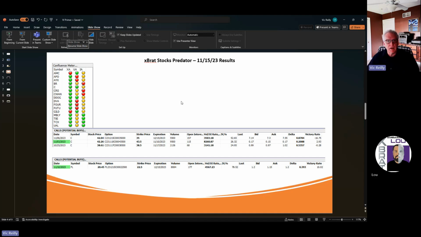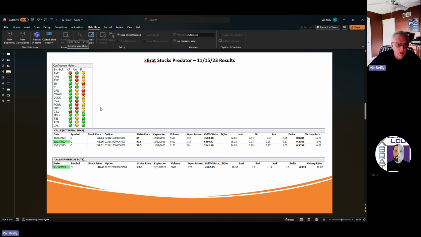Okay. So I want to take today's session and use the xBrat Stocks Predator. This is today's results. You pretty much run it once, when you get up in the morning or whatever, and then you'll get this confluence meter that will show you the scanning of the thousands of stocks that are out there. These ones are being picked up, and they break them down based on the xBrat algorithm, or xBrat algo, the unusual activity of the option chains, and then IA is insider activity that is going on.